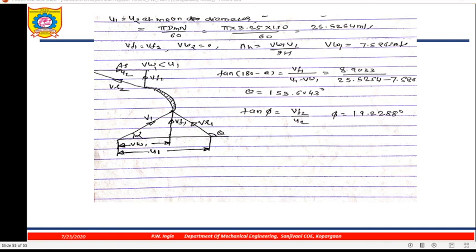So this completes the numericals on propeller and Kaplan turbine. Okay. So we'll stop here. Thank you.